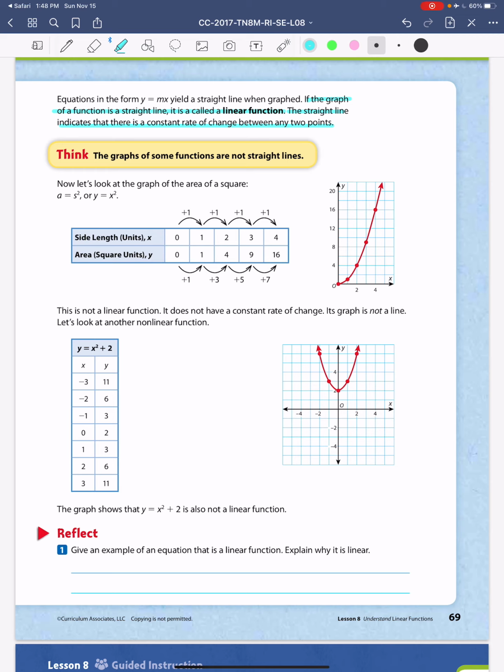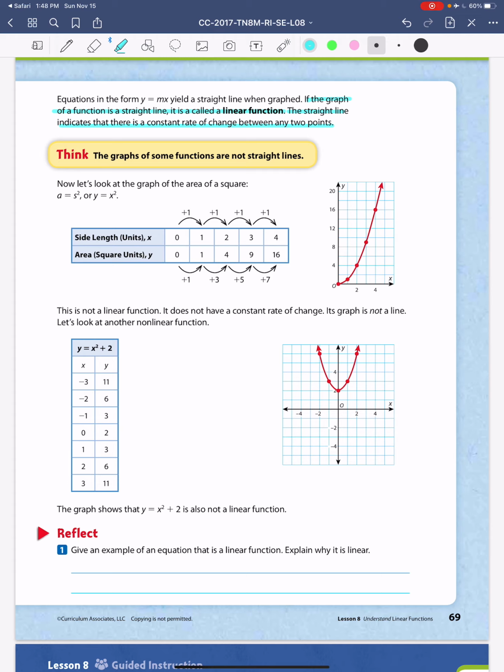So when I look at this, we start off with a side length of 0. Of course, 0 squared is 0. Then you have a side length of 1. The area will be 1 because 1 squared is 1. Then you have 2 as your side length, but to find the area, you'd have to do 2 times 2, which is 4, and so on and so forth.